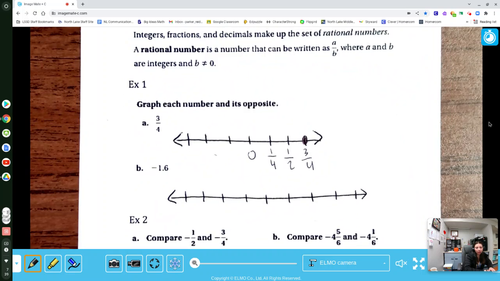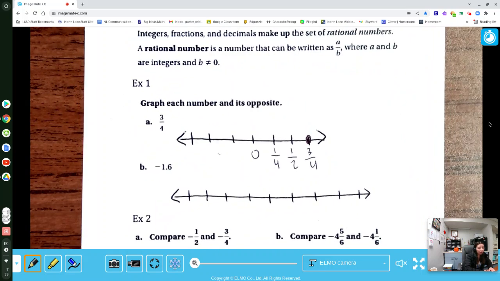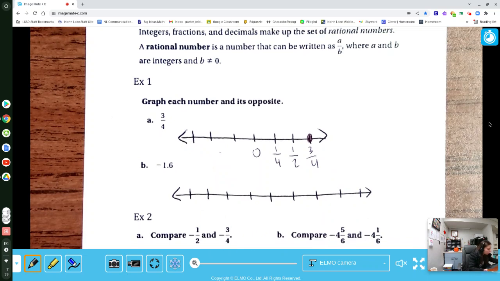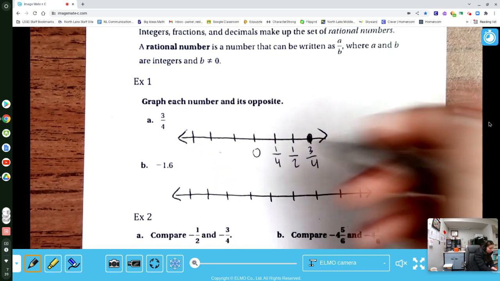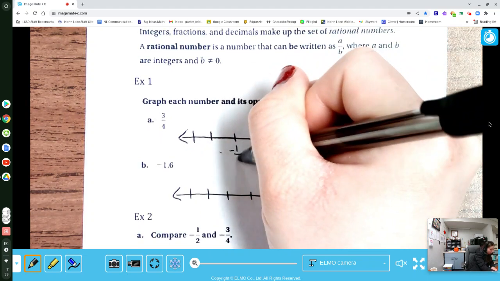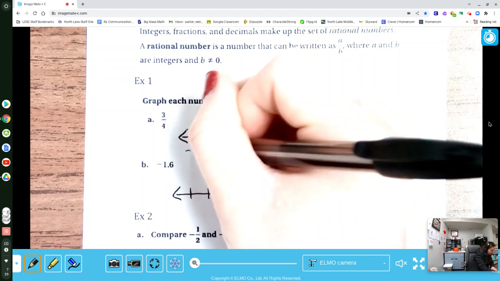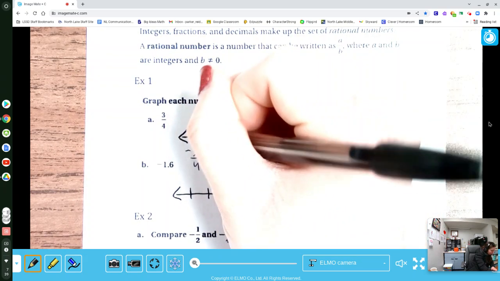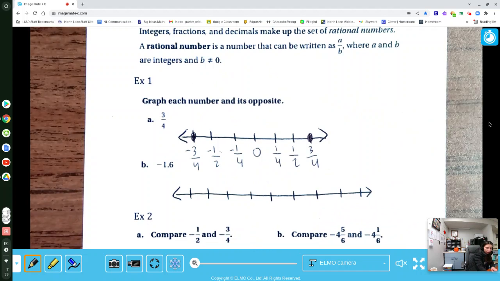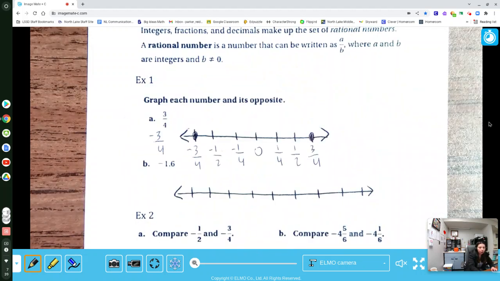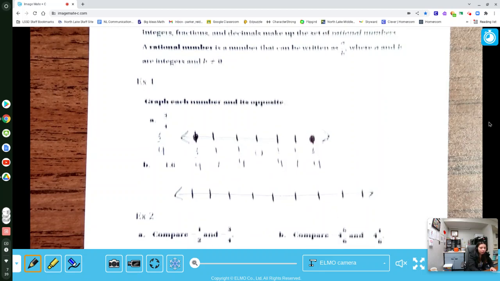Now its opposite needs to be the same distance away, but on the other side of 0. So instead of positive 3/4, the opposite is going to be negative 3/4. So count -1/4, -2/4, or -1/2, and -3/4. There we go, 3/4 and -3/4, those are opposites. Again, with opposites, you can just change the sign, and here they are on our number line.